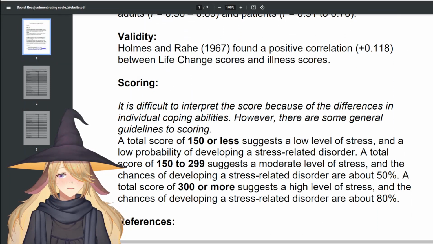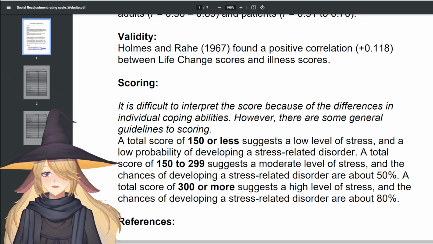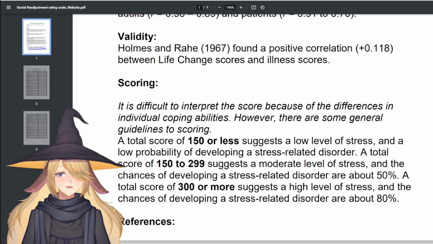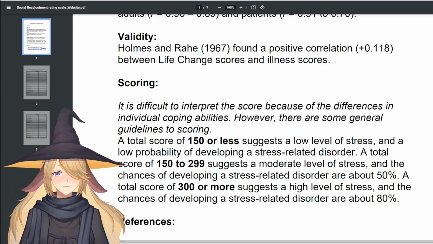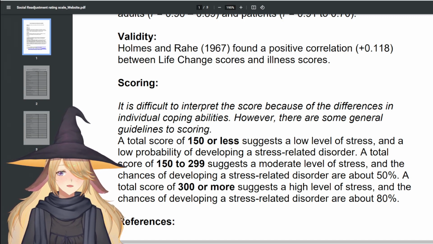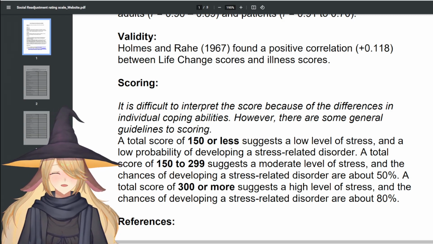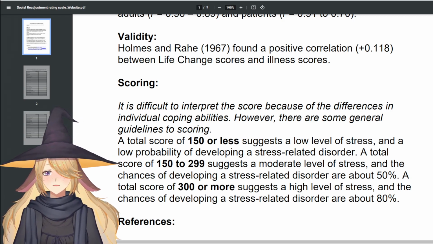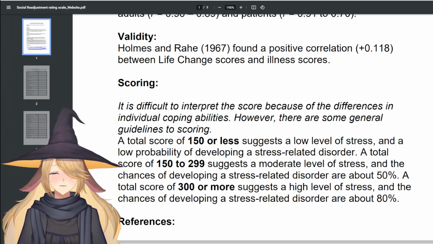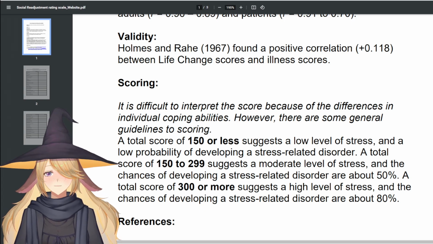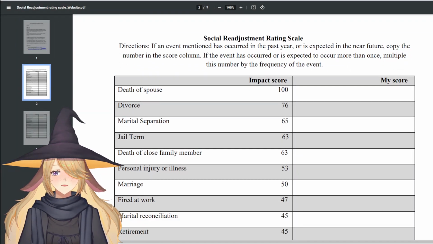According to how it's scored, basically, there are differences in individual coping abilities, but the general guidelines break down, and if you have 150 or less, you're probably experiencing a low level of stress. 150 to 299, 300 or more, and so on and so forth. Breaking down into trying to give a diagnostic prognosis, saying that, if you have a lot going on in your life, a lot of stress, well then a person might be at risk of developing a stress-related disorder, and we'll cover some of those in a little bit. So if we scroll down a little bit more, we can see what this actually looks like.